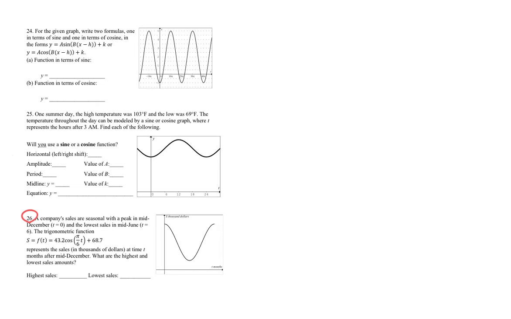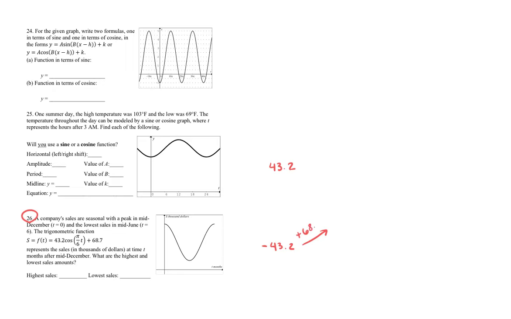Okay, now you're given the graph of a company's sales, and we need to find the highest sales and the lowest sales. So we know that our amplitude is 43.2, and if our graph weren't shifted up any, we know that the lowest point of our graph would be at negative 43.2, and it would go all the way up to positive 43.2. But our graph has been shifted up by 68.7, so we can just add 68.7 to both of these values to find what our lowest and highest would be.